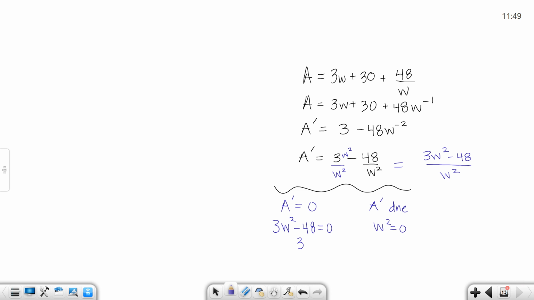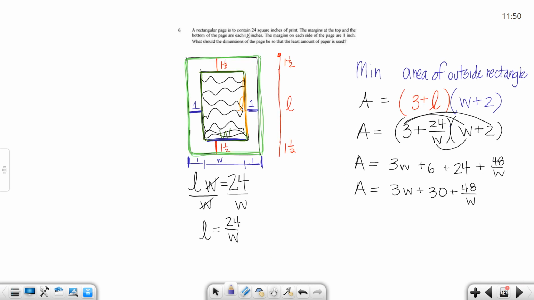Solving this out, we could factor the 3. We have the difference of squares. We could divide both sides by 3 to cancel it out, and w would equal 4, and w would equal negative 4, and w would equal 0. So we're going to try 0, 4, and negative 4 as our critical numbers.